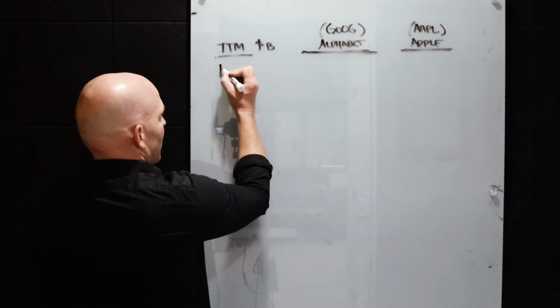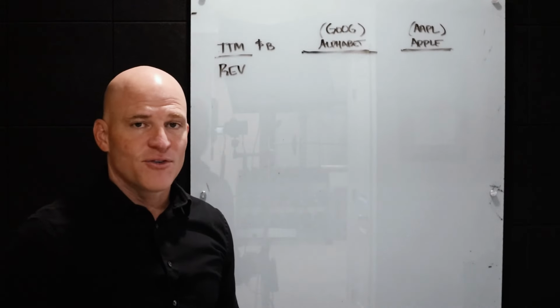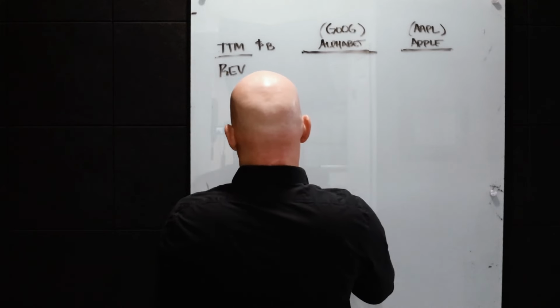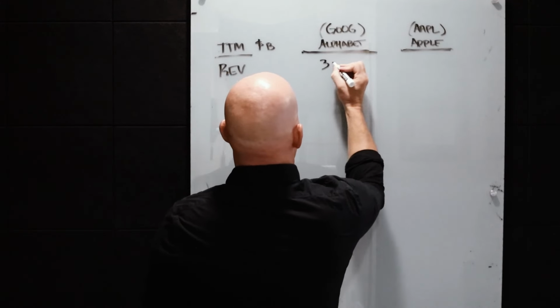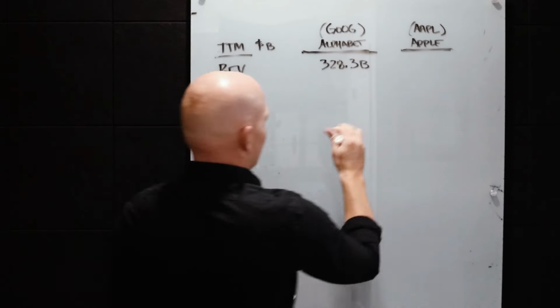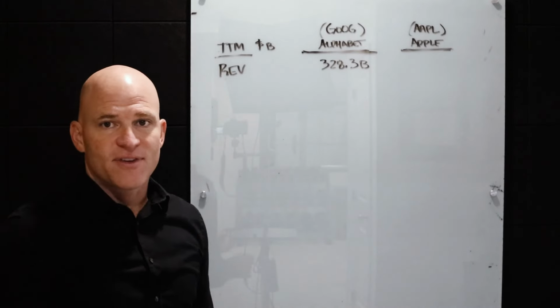Let's start with revenue. Revenue represents the income that a company earns from selling its products and services. And for Google, they make $328.3 billion by selling their products and services to customers.